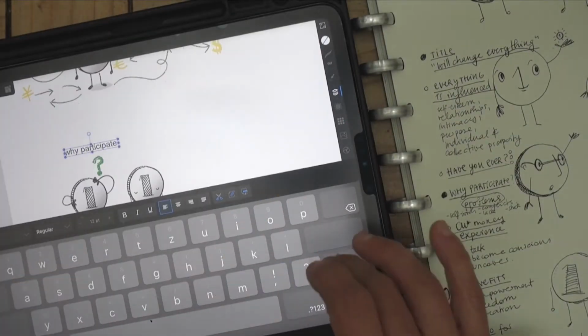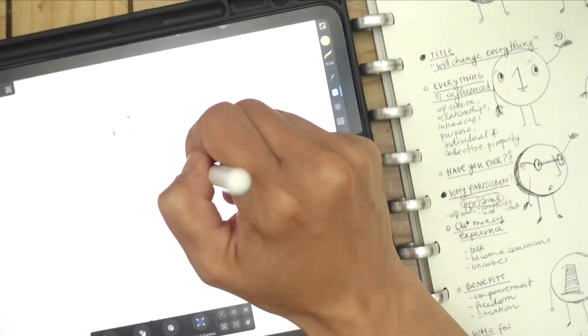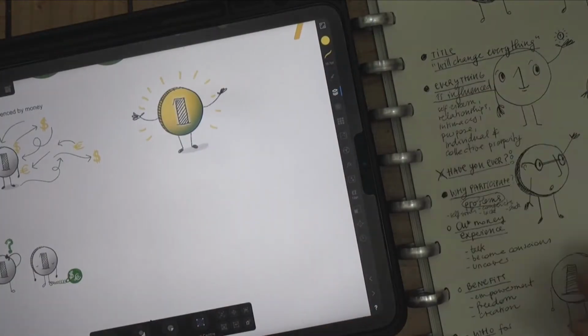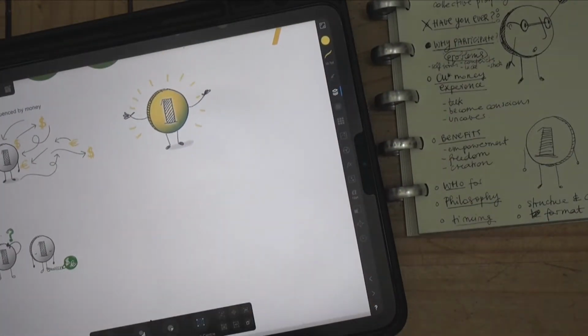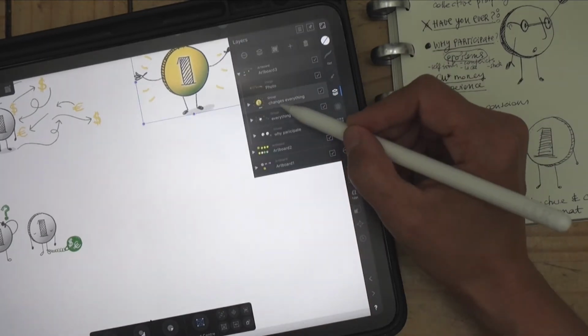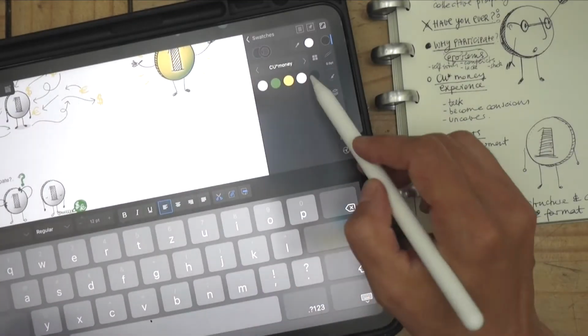Everything is influenced by money. These were the ones I had created earlier, which is the section on the website on why should anyone participate.